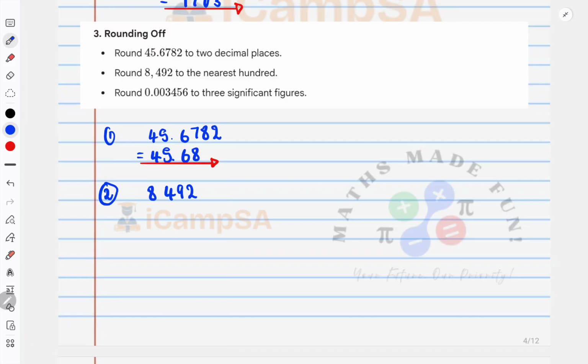8,492 is greater than the halfway point, and therefore we have to round up. So to the nearest hundred, this will be equal to 8,500, because we're just going to add 1 unit to the hundred. Yes, you can even look at it as the cutoff number here is 9, and 9 is greater than 4, so we round up. Still the same thing, don't let them confuse you.